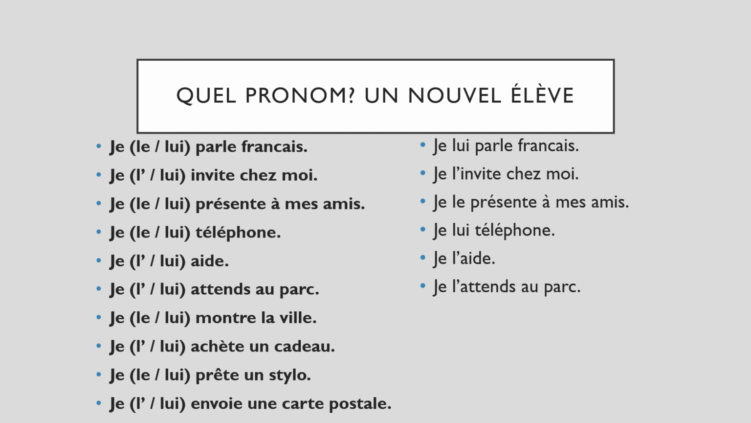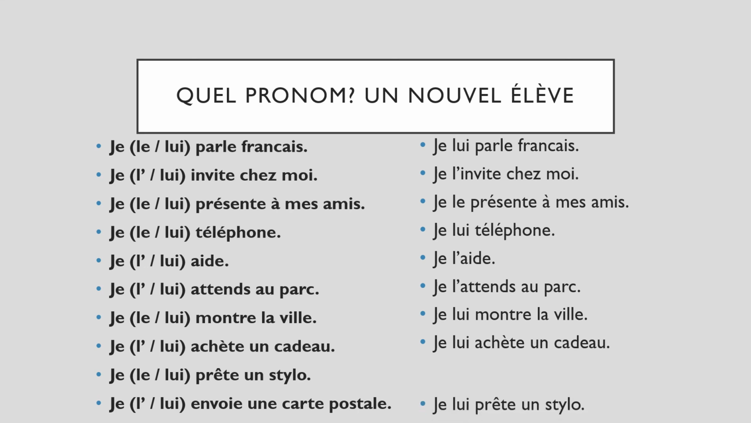Je montre la ville, show the town. What's being shown? Oh, the town. Who's getting that showing? That means indirect, so je lui montre la ville. I'm buying him a gift. Oh, buying, that's giving and receiving, and we know what's being bought, un cadeau, so je lui achète un cadeau. I'm lending him a pen. What's being lent, him or pen? Well, pen is what's being lent. Who's getting it? Je lui prête un stylo.